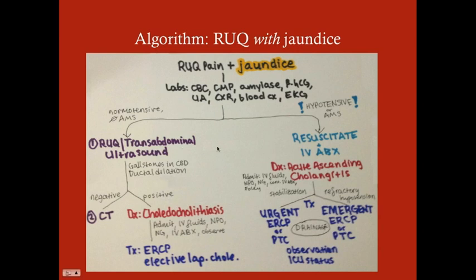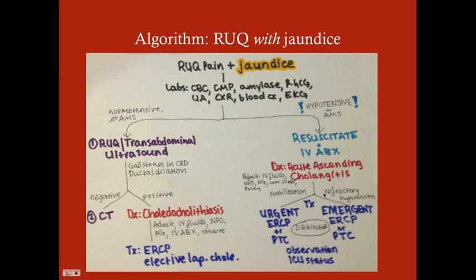But when a patient has acute ascending cholangitis, they need emergent treatment. So you're going to give them IV fluids, NPO, IV antibiotics, put in a Foley because we want to make sure we're monitoring their hydration.